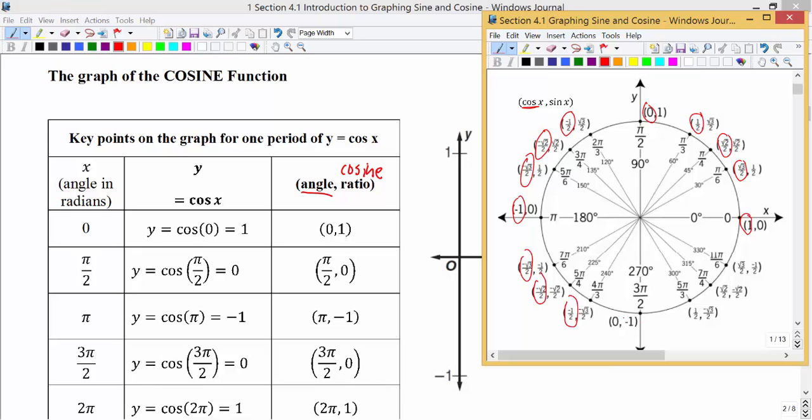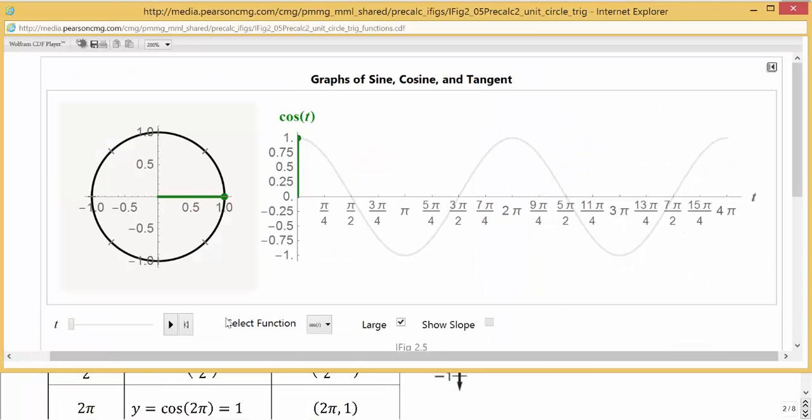In quadrant 1, we can see that the cosine ratios are positive, and then cosine is negative in quadrant 2, negative in quadrant 3, and then positive in quadrant 4. So these are where the values are coming from, all those x values for each of those angles on the unit circle. And let's look back to our animation for where that shape comes from.